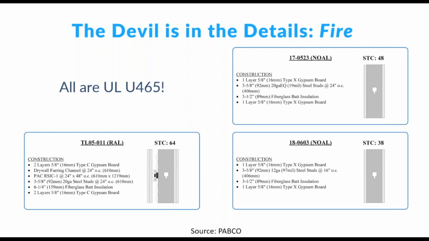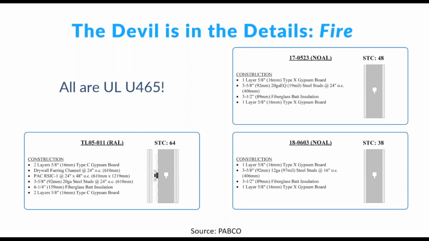So up at the top, we have a 20 gauge EQ or a 19 mil steel stud. It's an STC 48, just a single layer of gypsum on each side. It meets the requirements of UL U465. Not the best acoustical performance, but might work for an office wall or something like that. The one below that uses a 12 gauge, 97 mil steel stud. And that's a very burly, beefy stud, but it's the kind of thing you might use in a load-bearing steel building where you've got many, many floors above, and so you need these big, heavy studs to keep your wall footprint slim, but still carry all that weight.